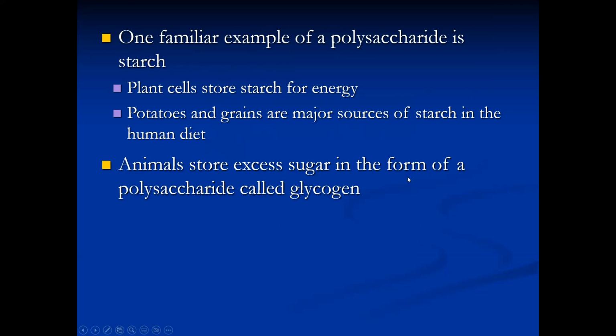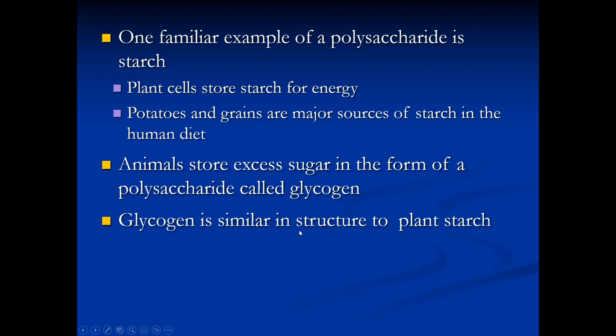Animals store excess sugar in the form of a polysaccharide called glycogen. And since you are an animal, you do it too. So where are you storing this glycogen starch? Well, mostly in your muscles and in your liver. So if you need sugar for exercise or between meals, your body will release the sugar by breaking up this starch and giving sugar to your body. Glycogen is similar in structure to plant starch, but it's made in animals, not plants.